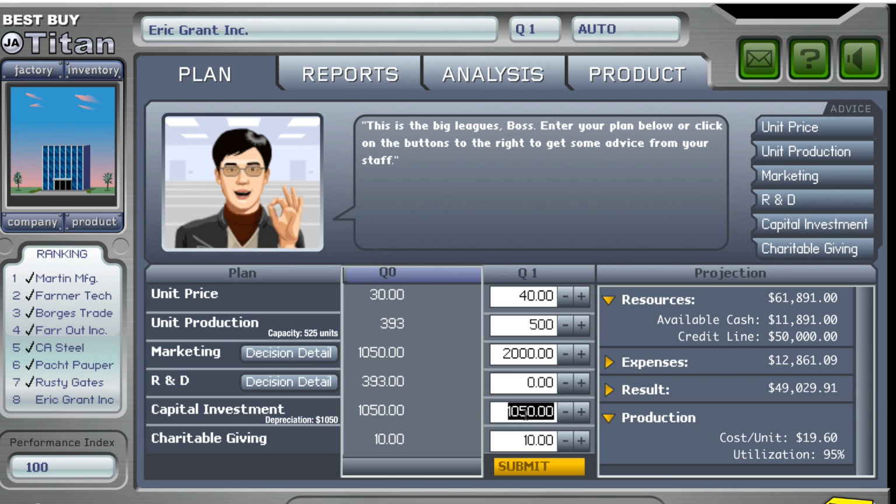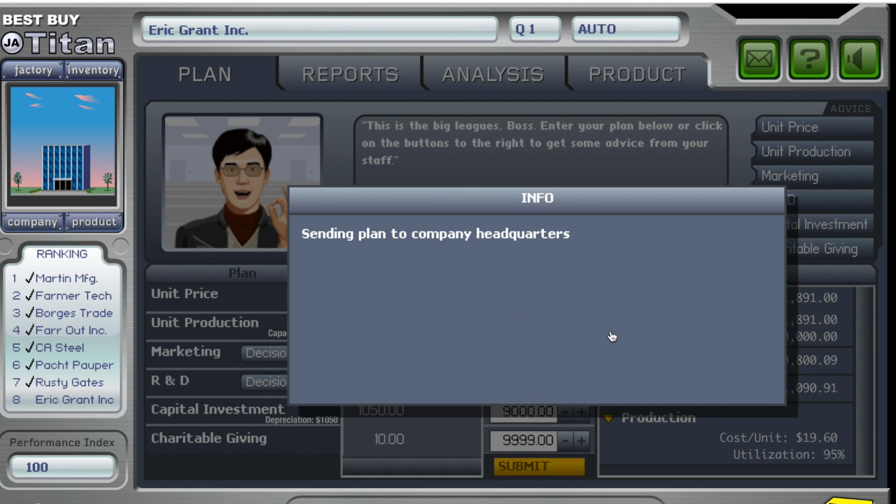Capital investment, very important in this scenario. I would set that at about $9,000 for the first quarter or so, just because it lowers our cost per unit, and since our margins are going to be very slim and we'll be selling at a higher volume, you need to be able to produce that higher volume here. And then charitable giving, always $9,999. And then, let's submit this plan.